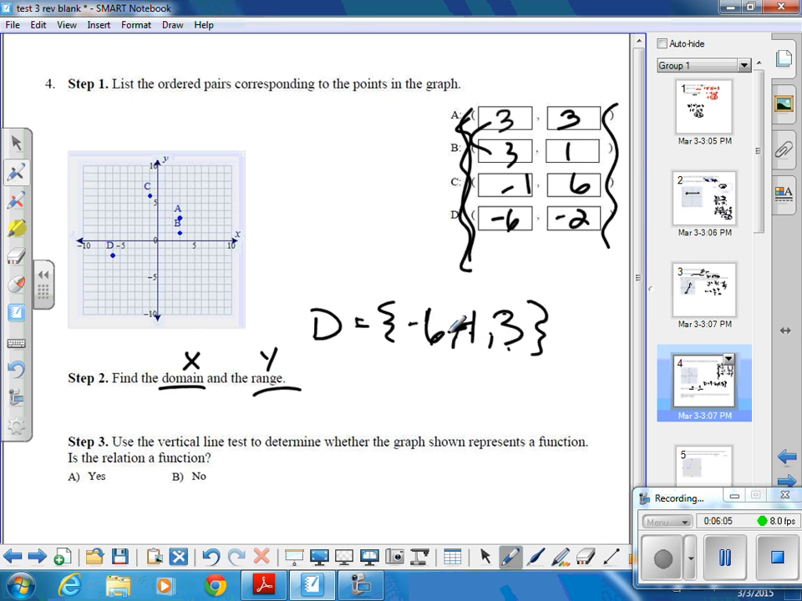My bad on that. Okay. Now, the range: these are all your y values, so I'm not going to put these in order. We're looking at 3, 1, 6, and negative 2. All of them.